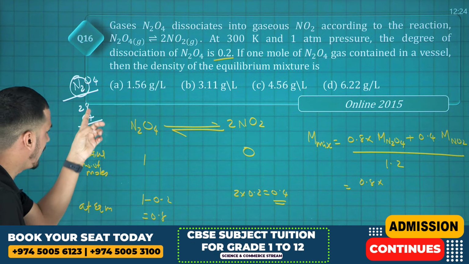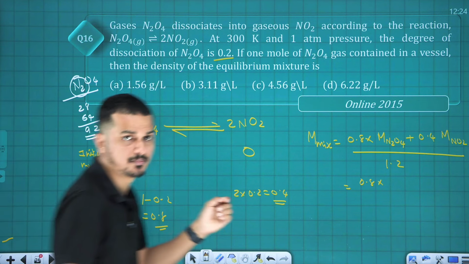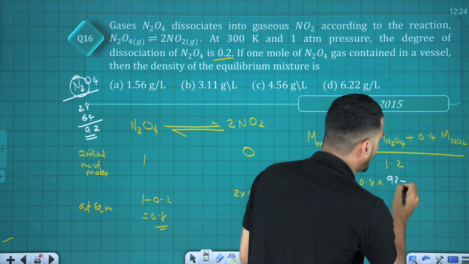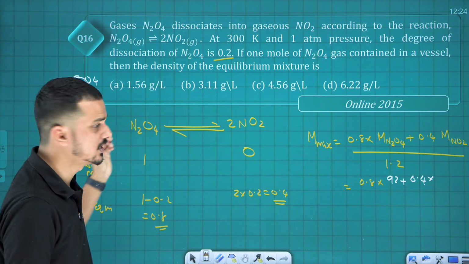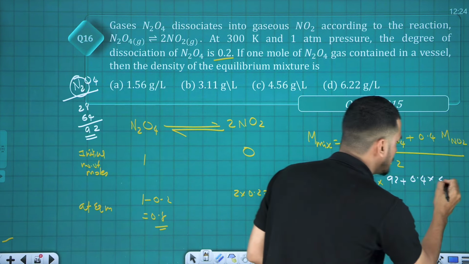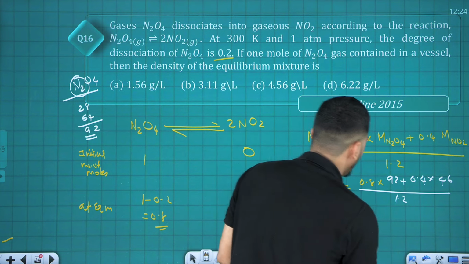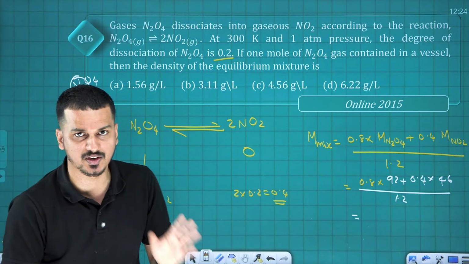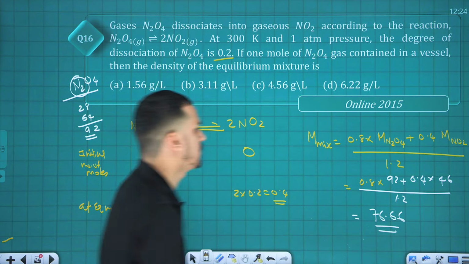So 28 plus 64, that will be 92. So 92 plus 0.4 into the molar mass of NO2. If N2O4 is 92, this will be 46, just half of that one, divided by 1.2. Once you solve this, the molar mass of the mixture you will get is 76.66.